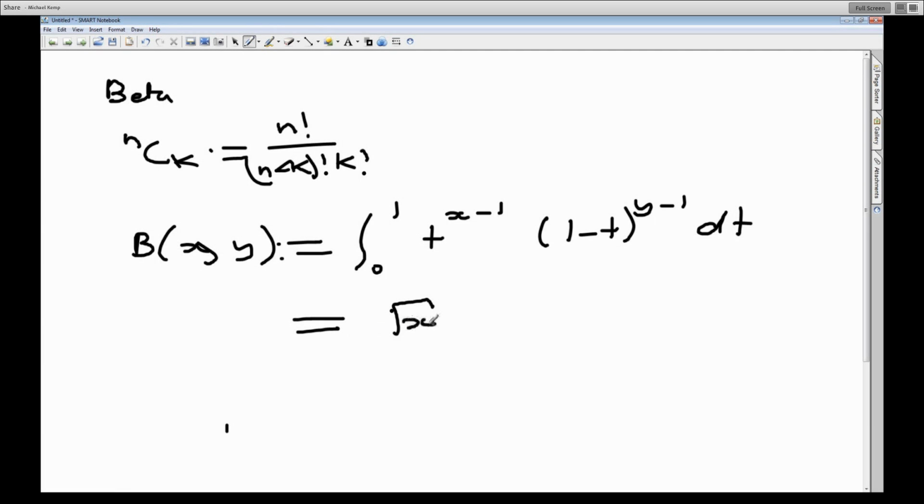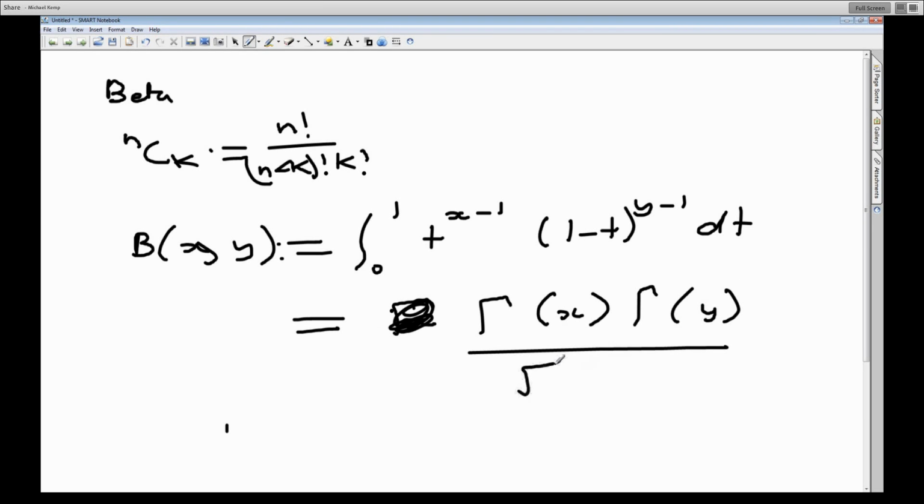the gamma function of x times the gamma function of y over the gamma of x plus y, which you can see is closely related to this.